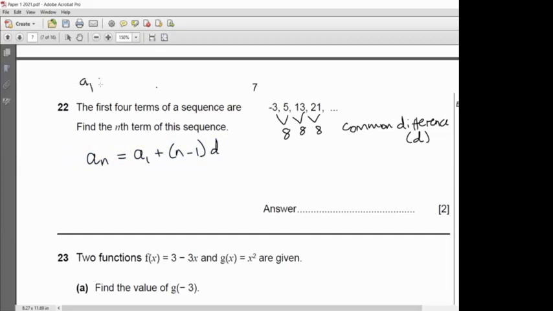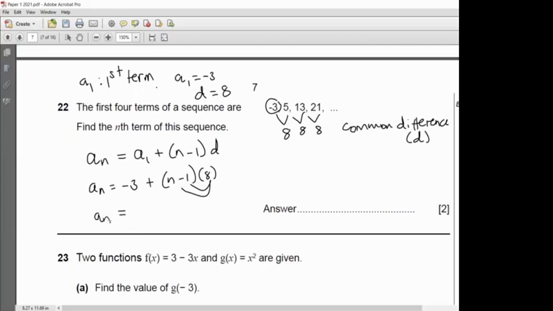a1 is the first term in the sequence, and that one we can just observe is negative 3. So here my a1 is negative 3. And d, the common difference, we just worked out as 8. So now we just substitute. We say an is a1, which is negative 3, plus n minus 1 times the common difference, which is 8. Now this 8 will multiply inside the bracket like that.